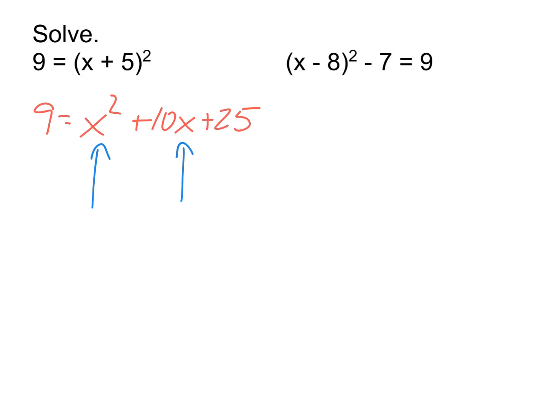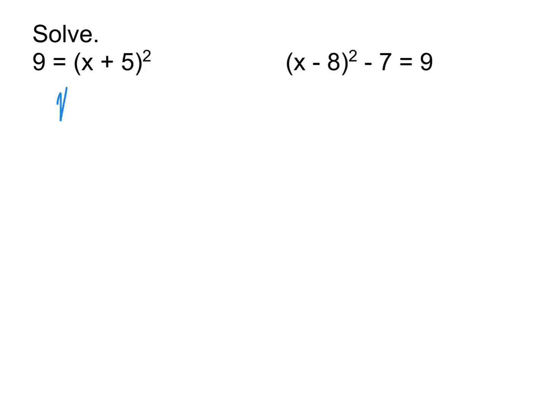In fact, our goal is to get 1 x so that we can end up with an equation that says x equals. So rather than expanding it out, let's start this first one by getting rid of the squared. So the very first thing I'm going to do is I'm going to take the square root of both sides.